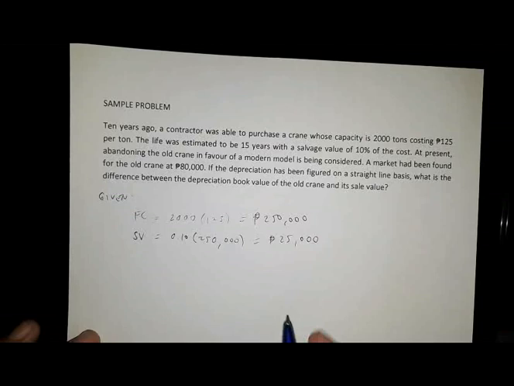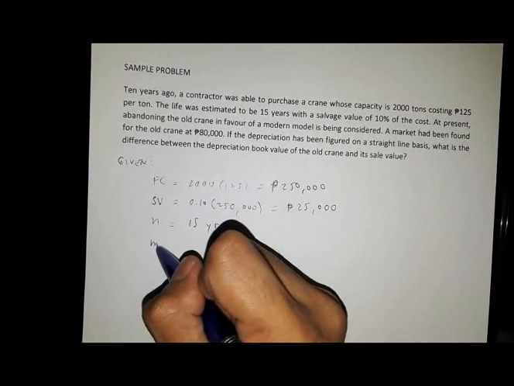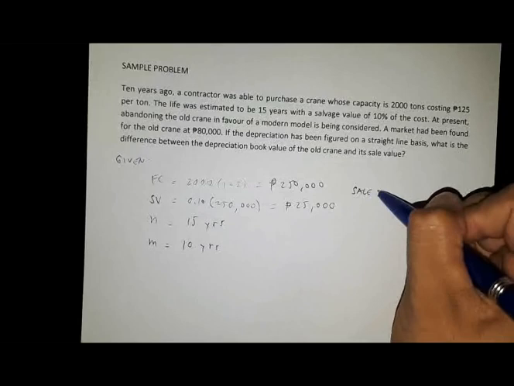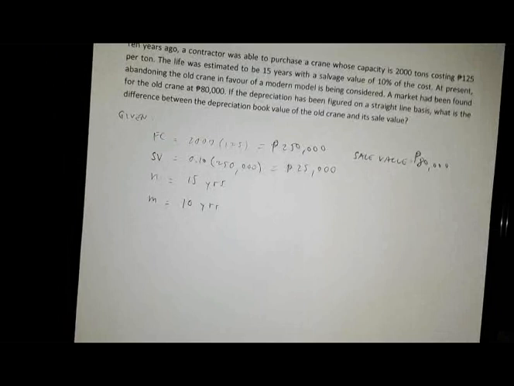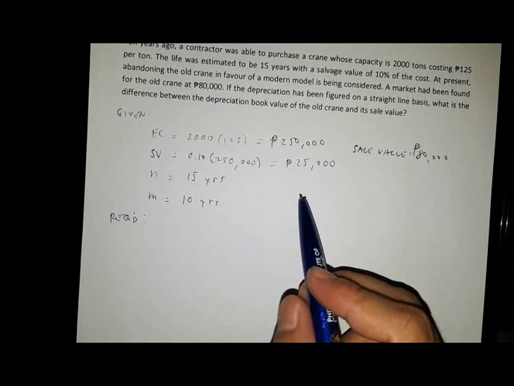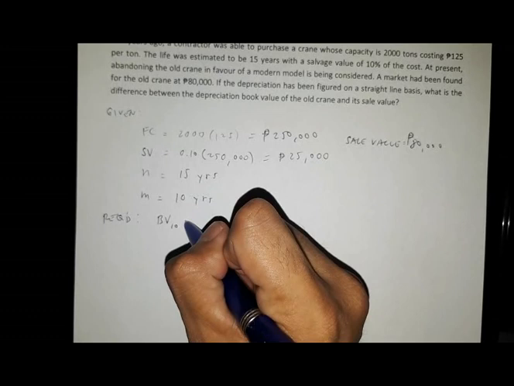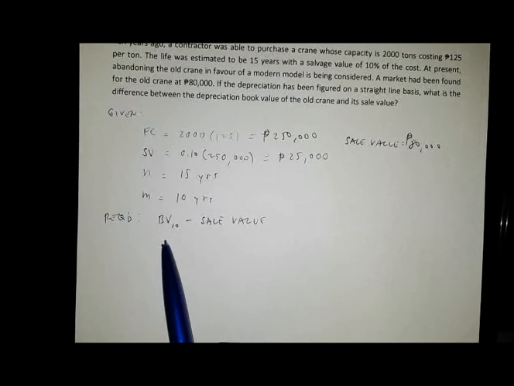The useful life of the equipment is 15 years. The current number of years for its book value at present is 10 years. And it has a sale value of 80,000 pesos for the present year. Now, we are required to determine the difference between the present book value, or the book value 10 years after the purchase, and the sale value of the old crane. In order to solve for the difference, we need to first solve for the book value.